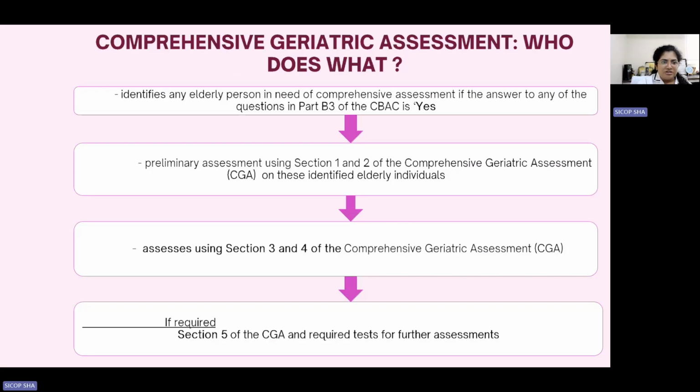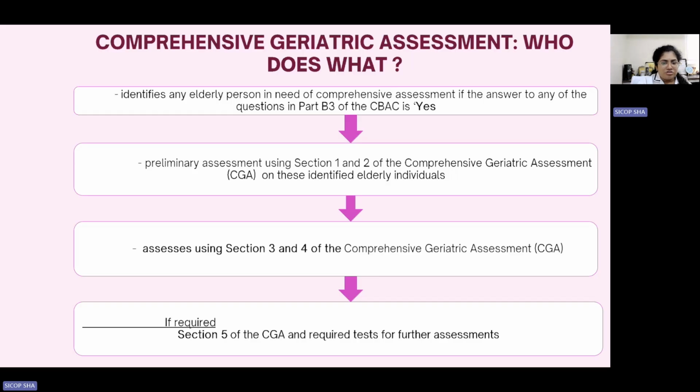So what happens next? We identify any elderly person in need of comprehensive assessment if the answer to any question in this part B3 is yes. Then preliminary assessment is done using sections 1 and 2 of the comprehensive geriatric assessment on these identified elderly individuals. As they are identified by saying yes to any question, they are identified for further investigation, so the comprehensive geriatric assessment should be done, assessing using the sections. These sections will come in the next slides.